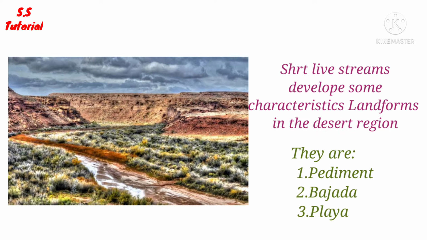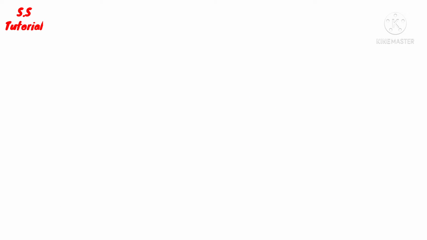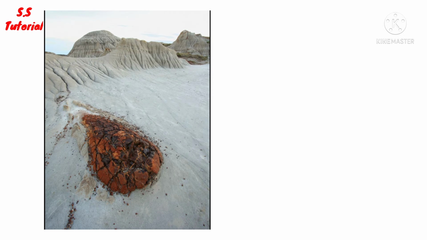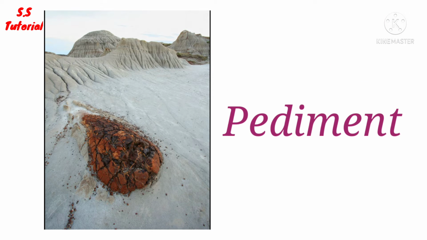In the desert region, running water develops some characteristic landforms. They are Pediment, Bajada and Playa. Here we must know that fluvial action is the principal factor for the development of Pediment, Bajada and Playa, though wind action is also responsible for their development. Let's know them one by one. At first, we will know about pediment.